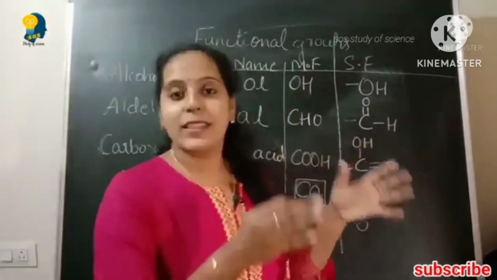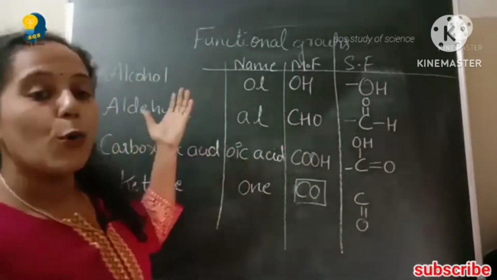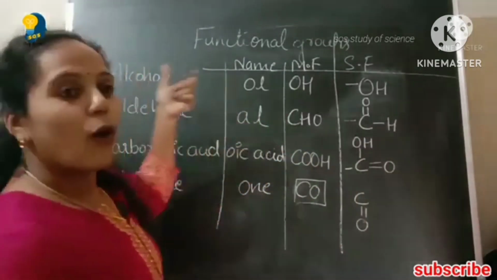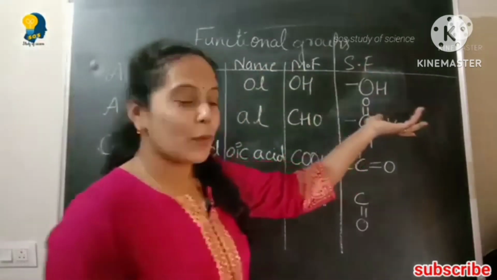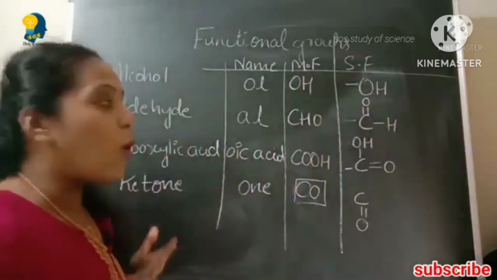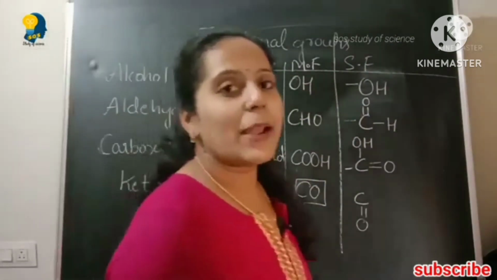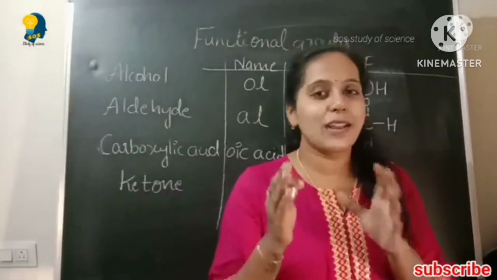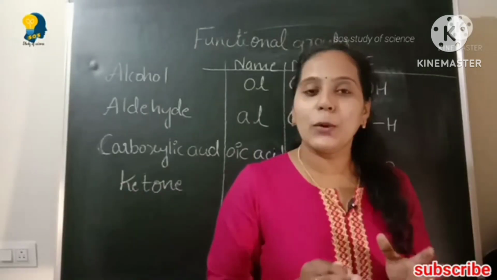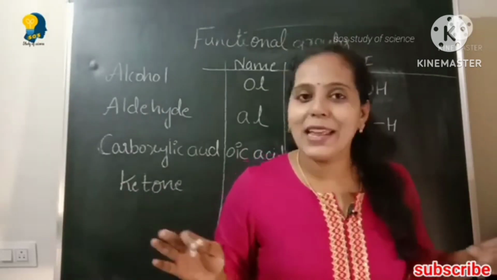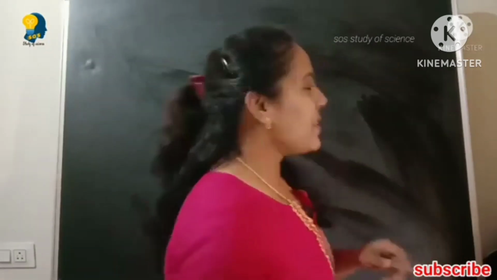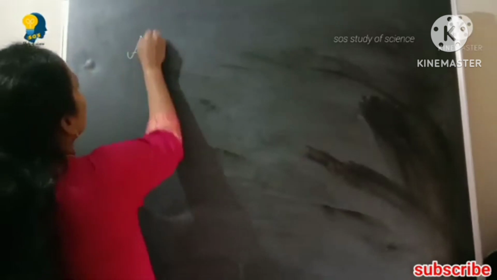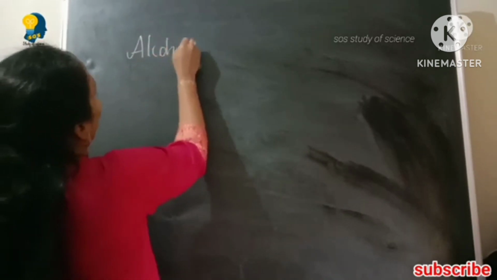So this is the best way that you have to remember how to identify the alcohol in the case of name, in their molecular formula, in the structural formula. Similarly, the others also. So now it is time to teach you each and every functional group in detail. It is very easy to remember and the word roots remain the same. Firstly, let me start with the first functional group, alcohol.